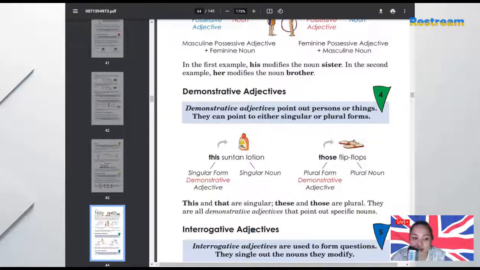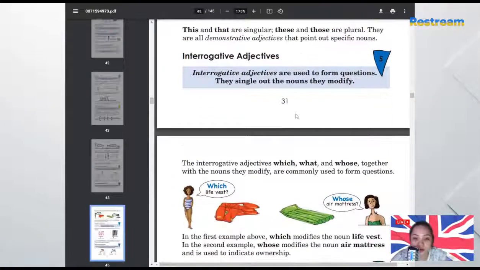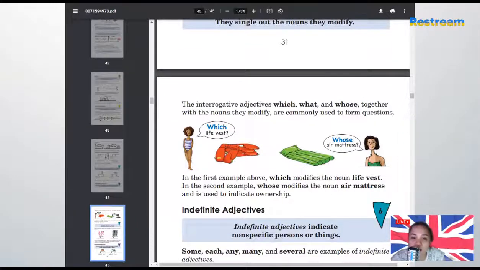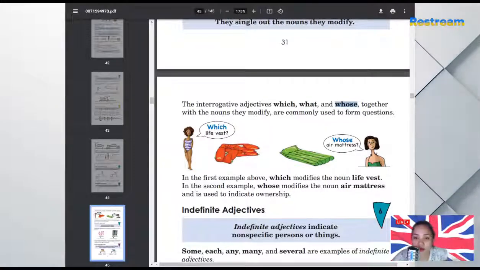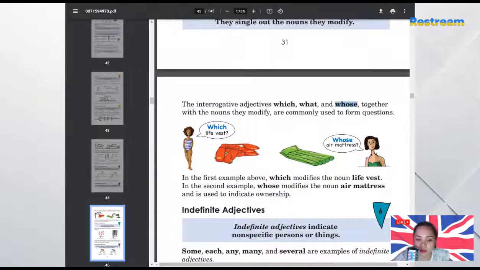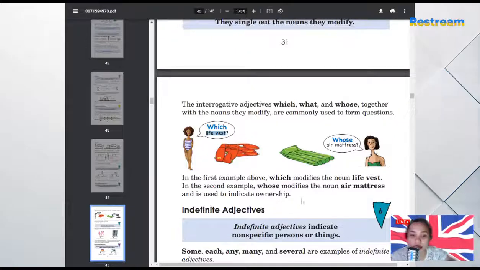Second to the last is the interrogative adjectives. With interrogative adjectives, we are using questions. When we say interrogative, we're asking. So we are using which, what, and whose, to determine the adjective or the noun. Which modifies the noun, and whose is also used to modify. For which, we modify the life vest, while with whose, we modify the air mattress.